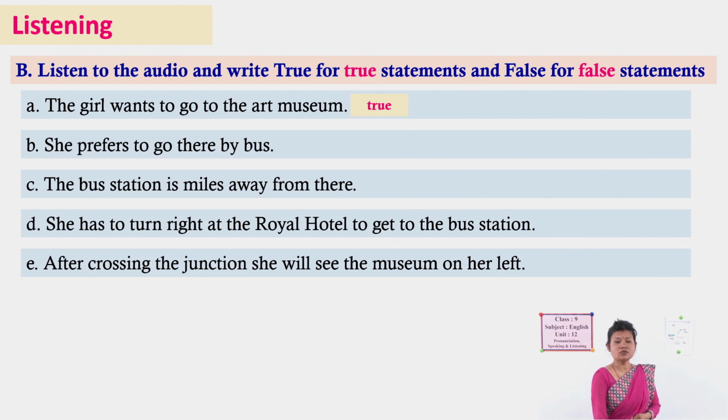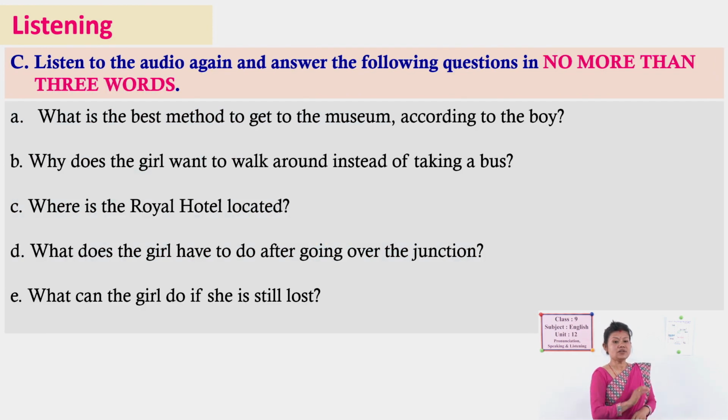And she prefers to go there by bus. Yes, it is false. She doesn't prefer to go by bus there. She wants to walk around the city. We listened to that, yes. Number C, the bus station is miles away from there. Is it true or false? Yes, it's false. And D, she has to turn right at the Royal Hotel to get to the bus station. Yes, it's true. And the last one, after crossing the junction, she will see the museum on her left. No, it is false.